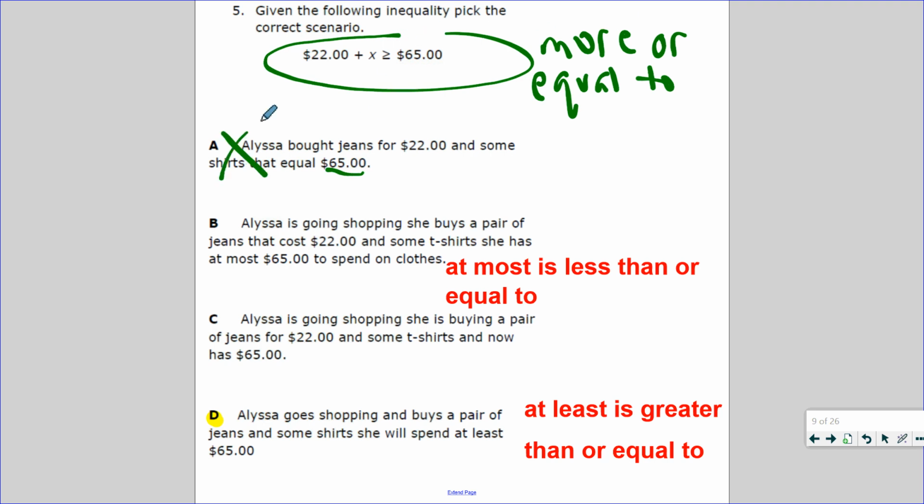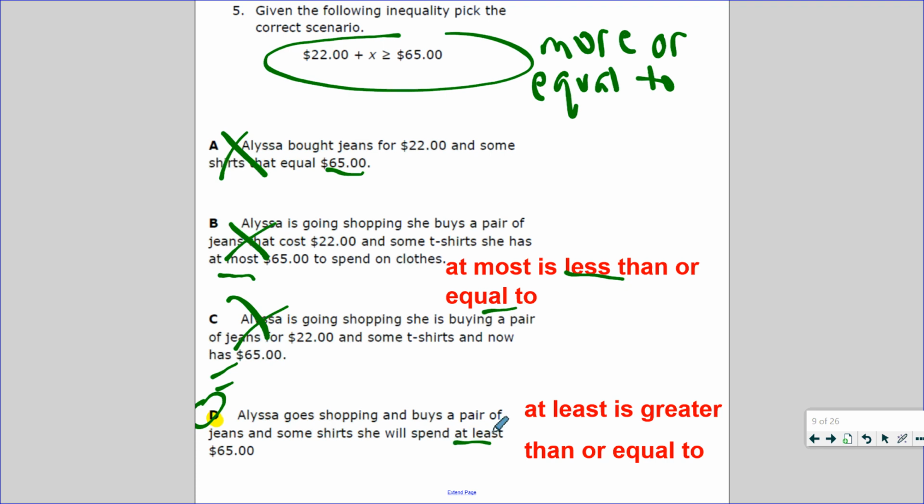Let's look at B. Alyssa is going shopping. She buys a pair of jeans that costs $22 and then some t-shirts. She has at most. The words at most mean it's the most she'll pay. She's not going to pay any more than that. So it's less than or equal to. Alyssa's going shopping. She is buying a pair of jeans for $22 and some t-shirts, and now she has, that means she's equal to 65. That's all she has. So no, D must be it.